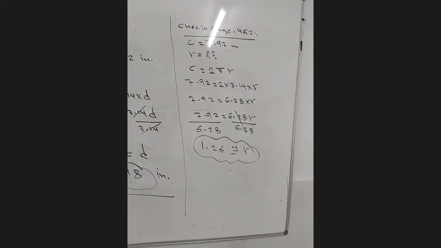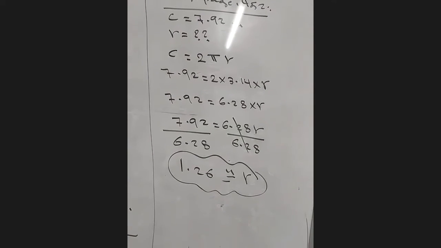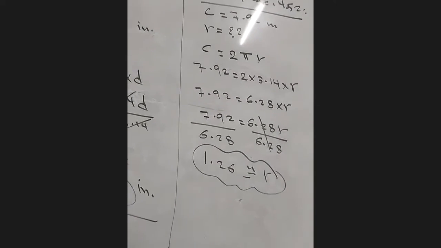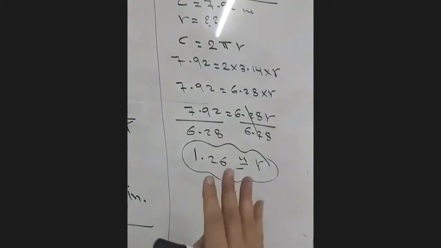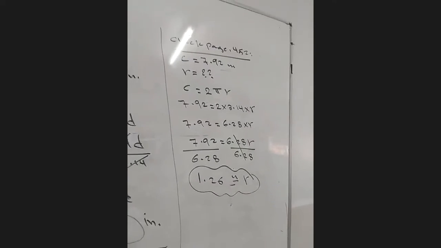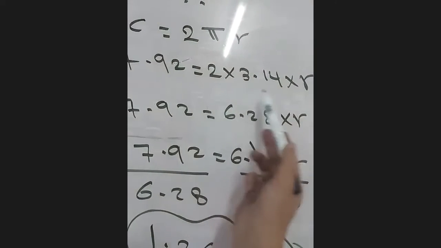So we have two ideas. Sometimes the question gives you the radius or the diameter and they want the circumference, or the question gives you the circumference and wants from you the radius or the diameter. Okay, guys? This is the check. Here, I multiplied these two numbers. Don't forget that.